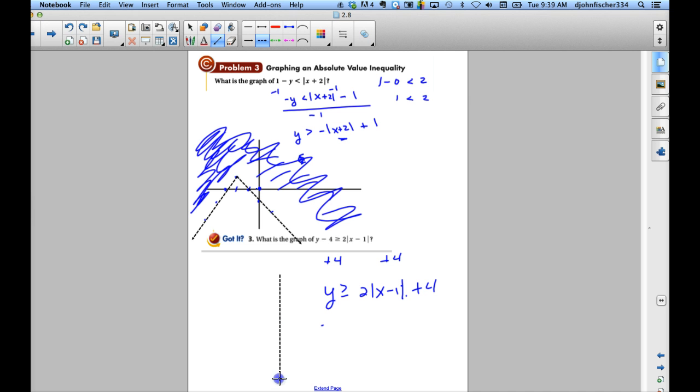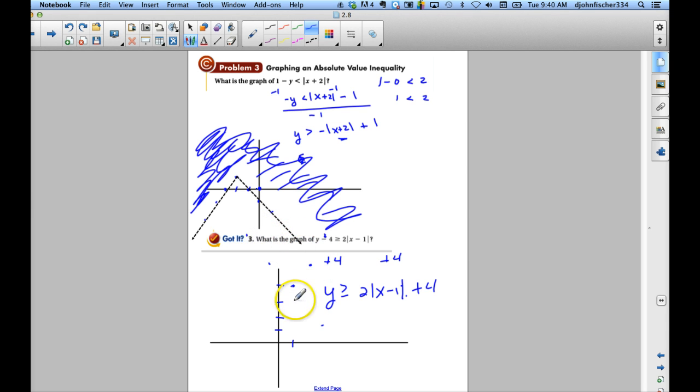Now if I was graphing it, oops, wrong graph. Okay, there's my graph. My starting point would change. Now I'm going to go over 1, up 4. My slope is 2, so I'm going to go up 2 over 1. I would label my points now. I'm not labeling because I don't have a lot of room on my graphs, but I would expect you to label.